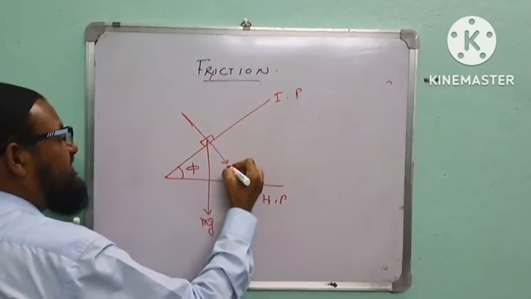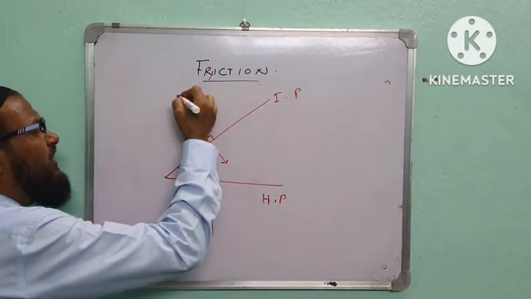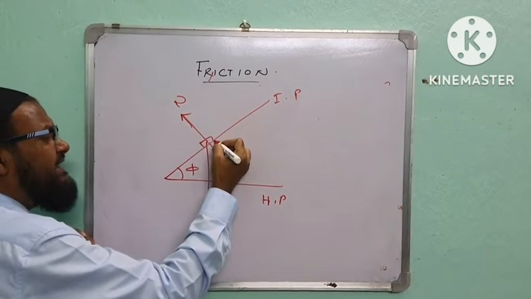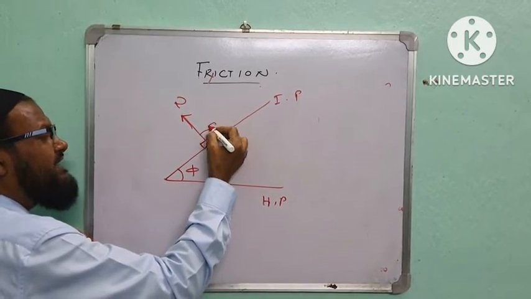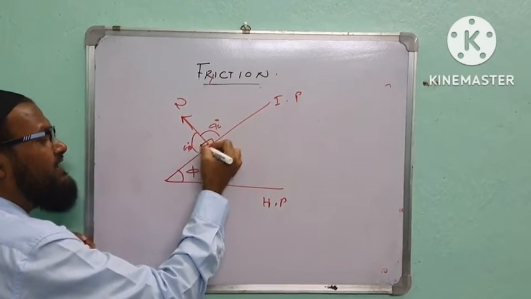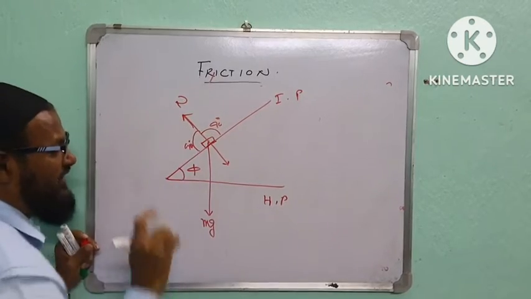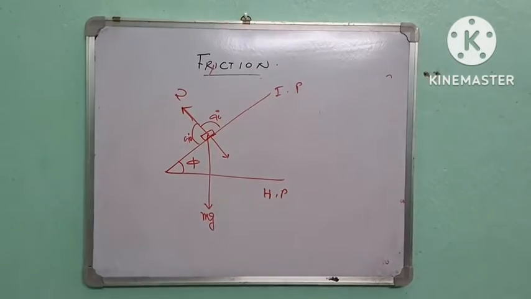So this is normal reaction. What is the normal reaction? Means it is at the contact surface. Here, sir, 90 degree, or here, sir, 90 degree. 90 degree to the contact surface is the normal reaction. Contact surface at 90 degree is the normal reaction.